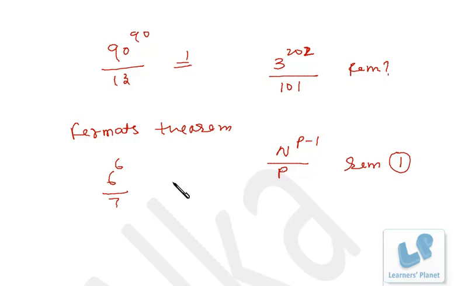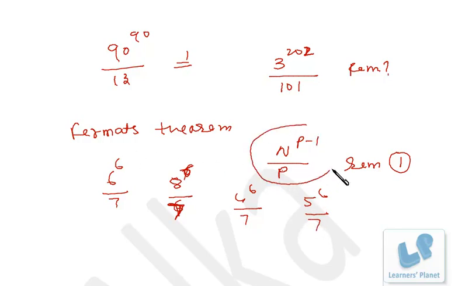Similarly, if I take 8 raised to 6 divided by 7, then also the remainder is 1. Similarly, 4 raised to 6 divided by 7, the remainder is 1. 5 raised to 6 divided by 7, the remainder is 1, right? So this is Fermat's theorem that is going to be an important one. So the same we will be using over here.